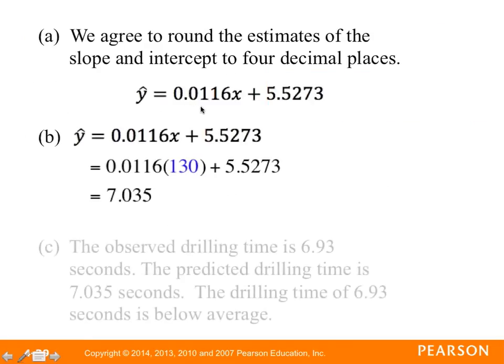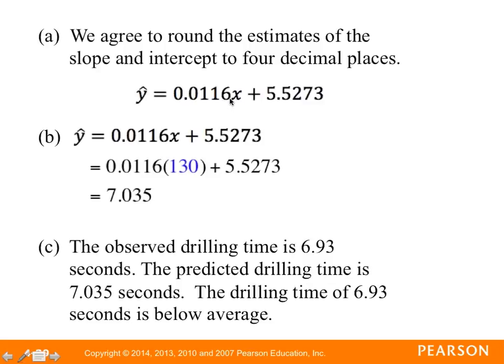And what we would get is a slope of 0.0116 times x, or sorry, the slope is just the value here, and then it's multiplied by x. And then we'd have a y-intercept of 5.5273. And if we want to predict for maybe 130 feet of drilling, we would plug in 130 for x, multiply by our slope, and then add our y-intercept, and we'd get 7.035. So the observed drilling time is 6.93 seconds, and we predicted it to be 7.035. So the drilling time of 6.93 is a little bit below average.